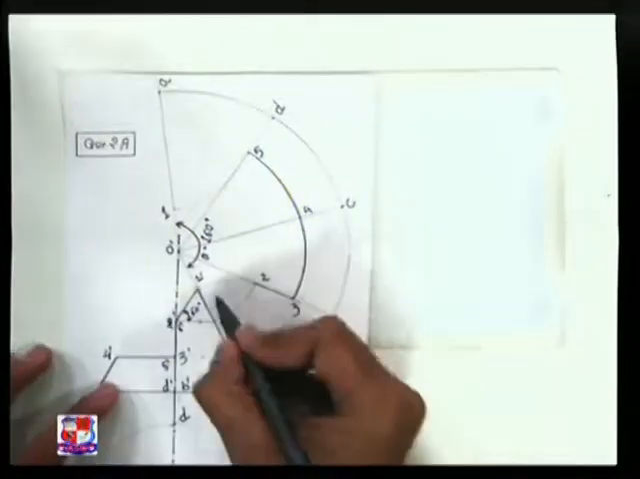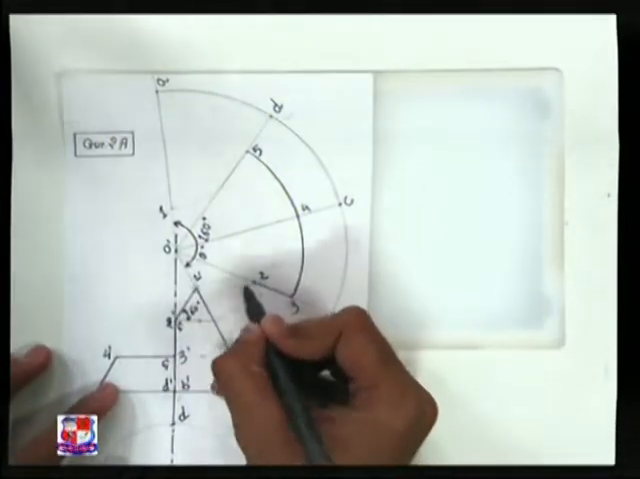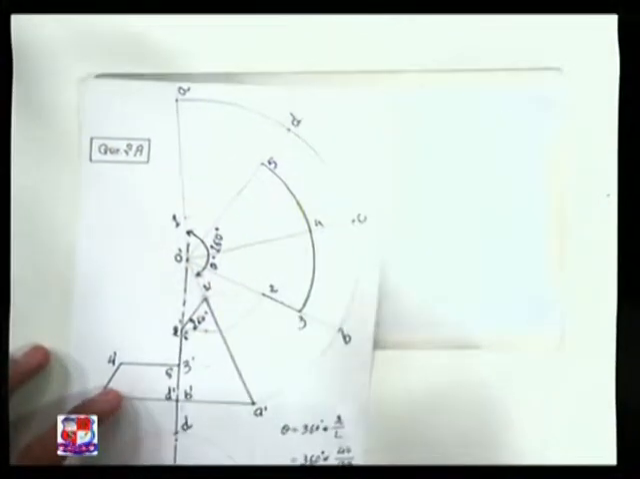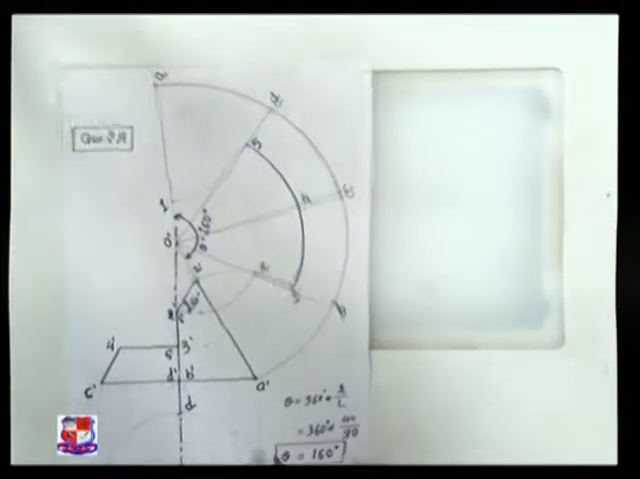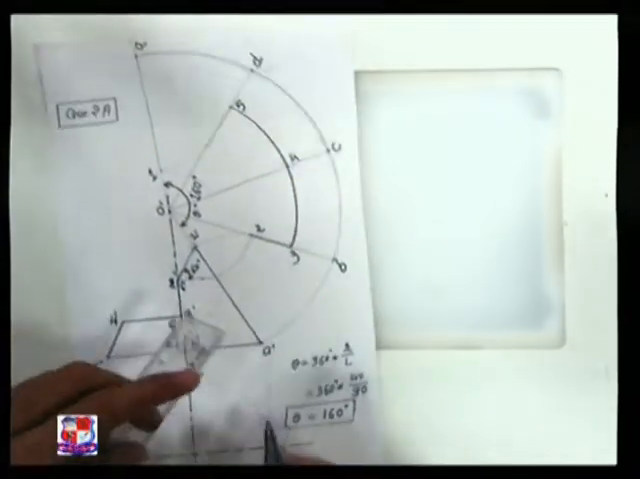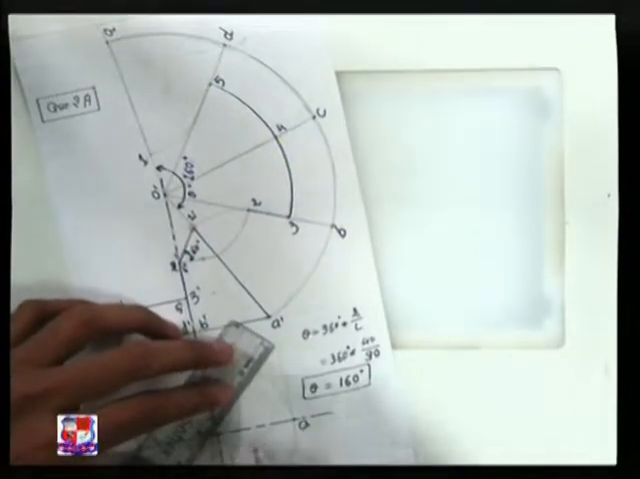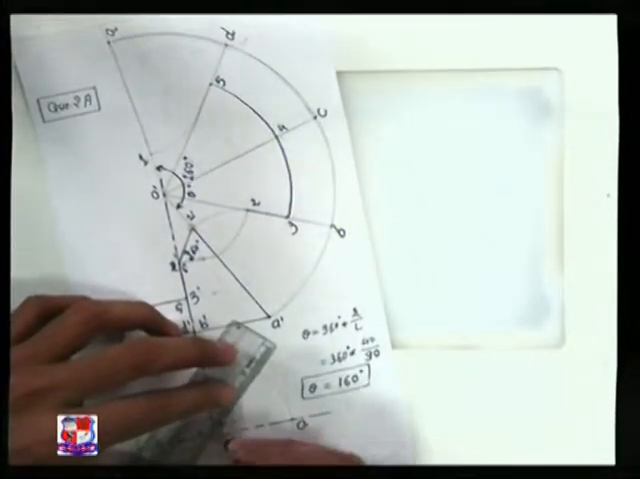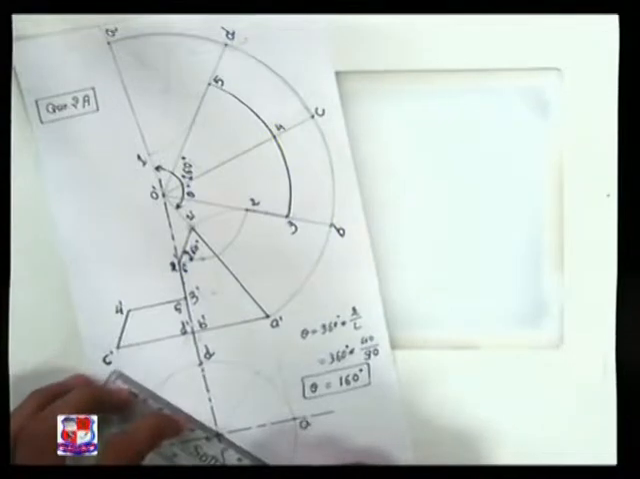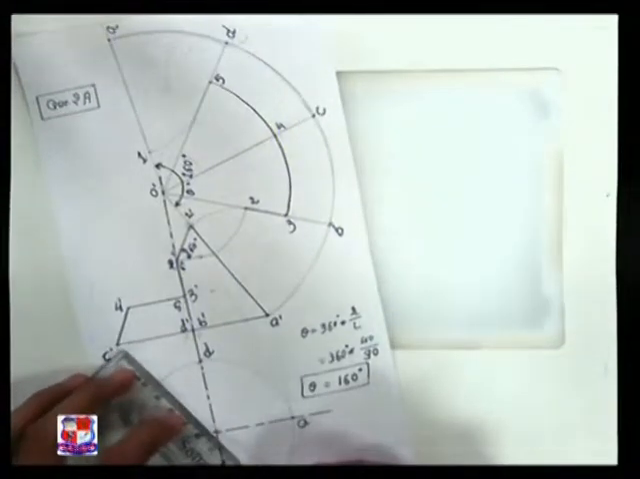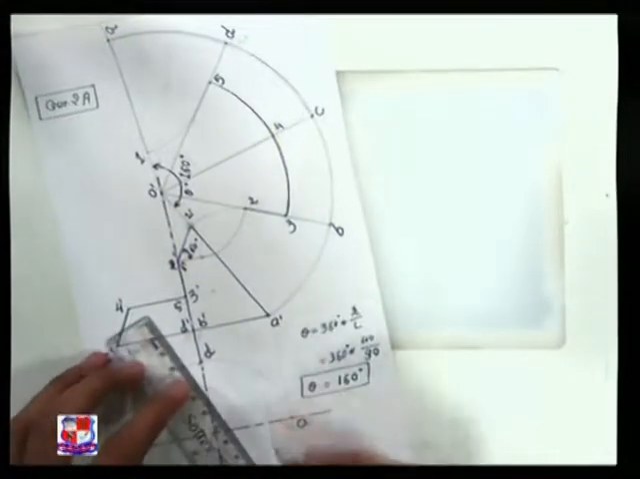Now what about this arc joining 1 and 2 and 1 and 5? To join these 2 points, we can take an imaginary generator over this cone by dividing these AB and AD into 2 equal parts. Let me divide AB into 2 equal parts like this and AD into 2 equal parts like this. So 2 points are here on this cone, 1 and 2.